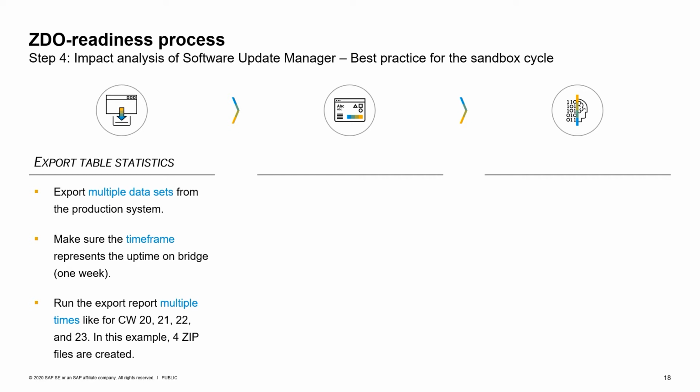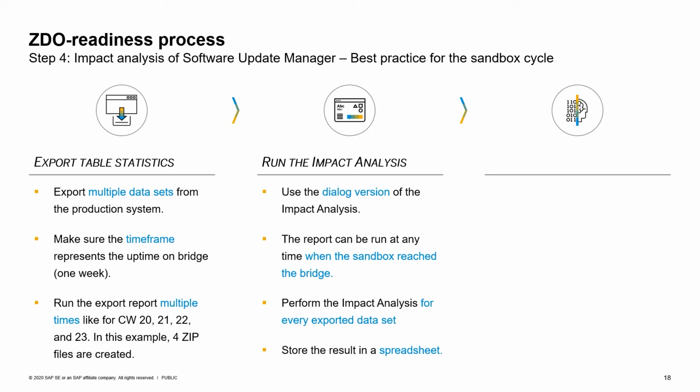So the recommendation is take a look at your productive system and do not only export, for instance, calendar week 20, but also 21, 22, and 23. Keep in mind, do this 4 times, but do not aggregate those statistics because that would then lead again to an aggregated result.